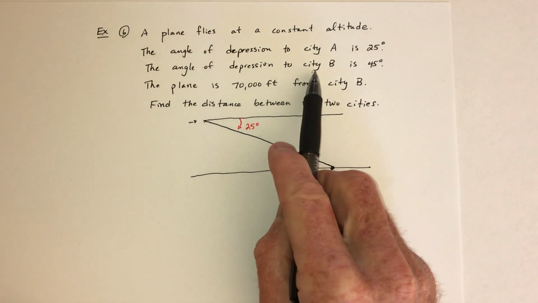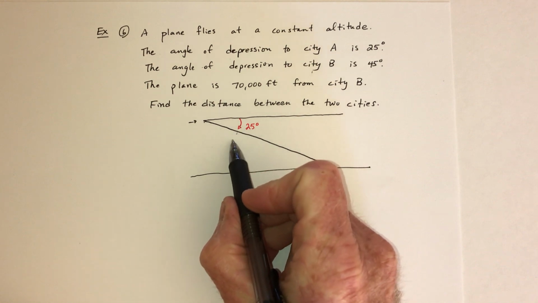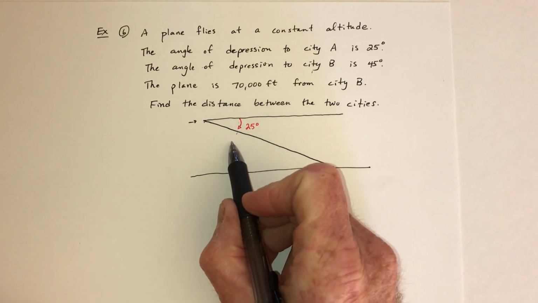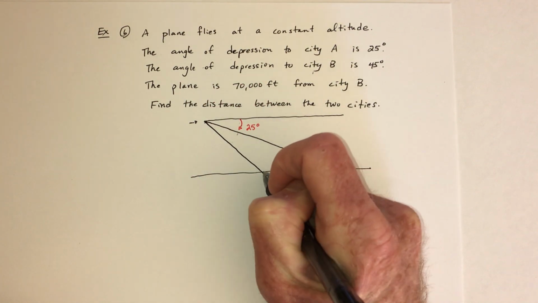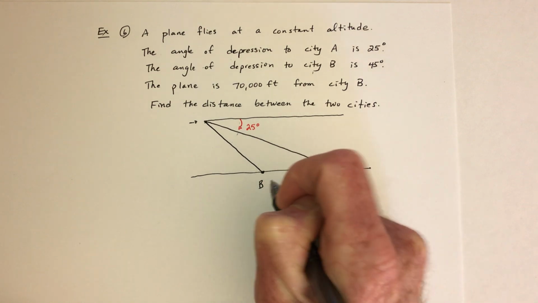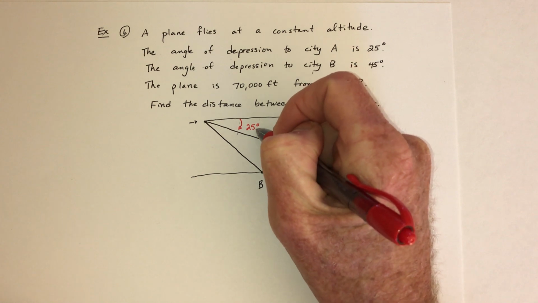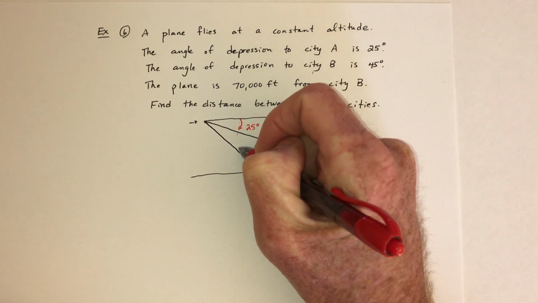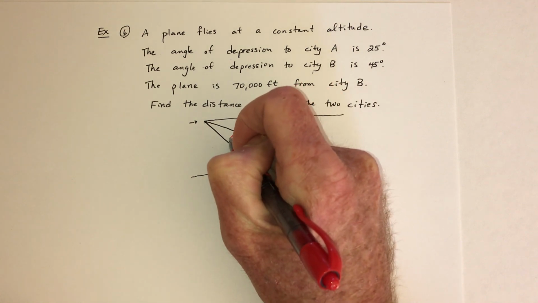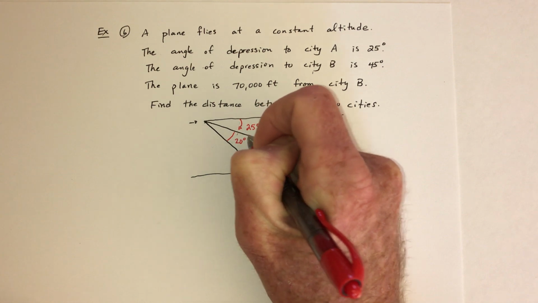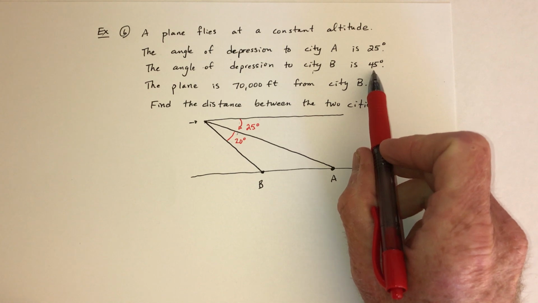Next, the angle of depression to city B is 45 degrees. So that means that it's actually going to be below this because 45 is bigger, so it's going to have to go farther down. So it's going to be like this. And right here is city B. So going from here all the way down to right there, that's 45 degrees. Since this already takes up 25 degrees, that means this extra part right here is 20 degrees. So that way the two of them add up to that 45. All right.